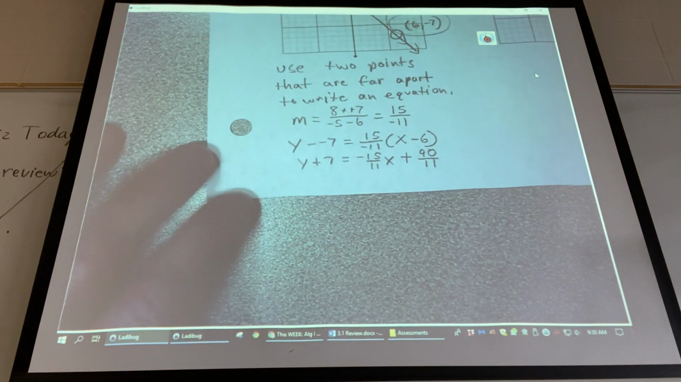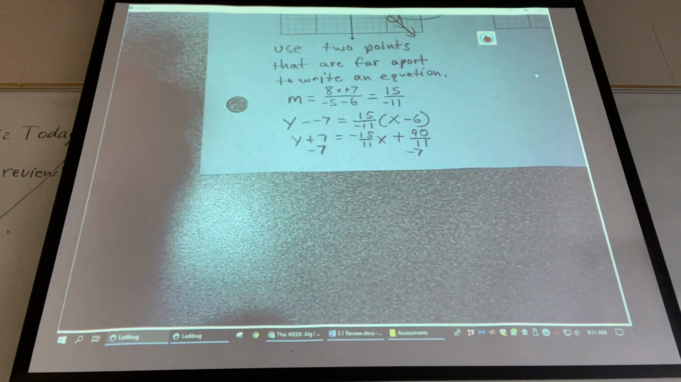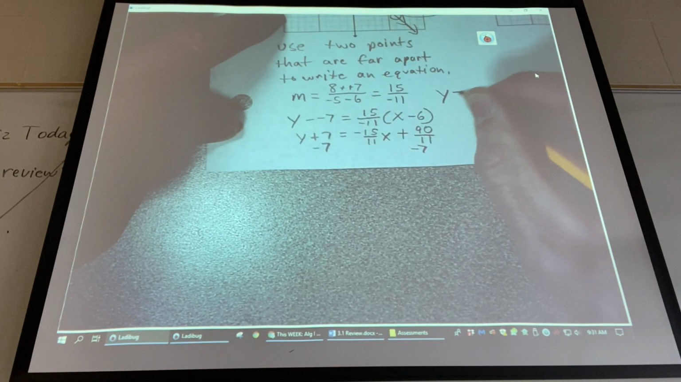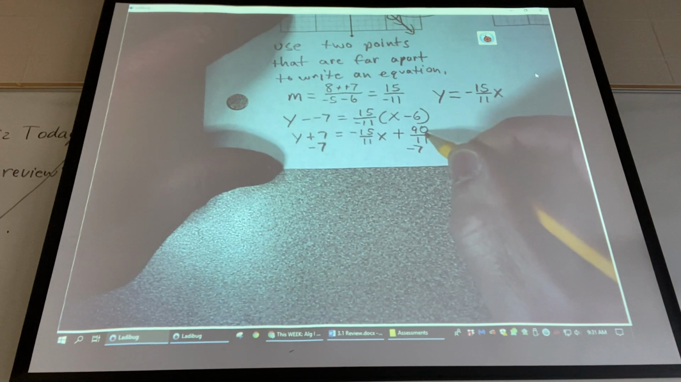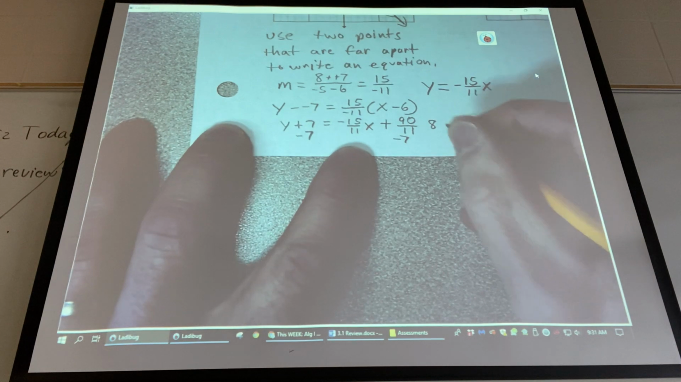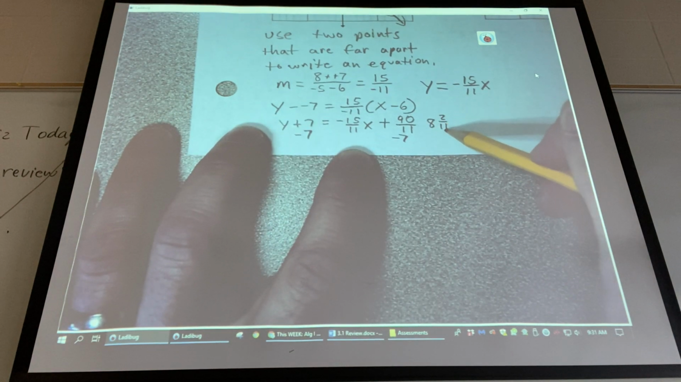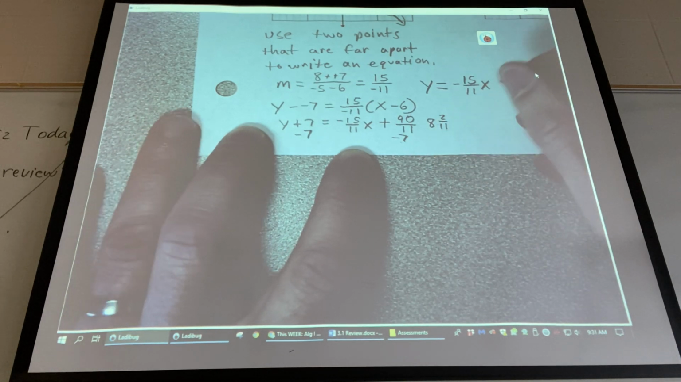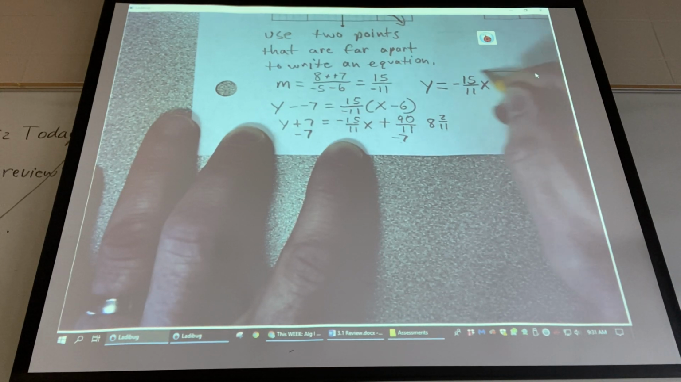And then what's left for me to do? Get them right by each other. Yep, subtract that 7 over. And then my equation is going to be negative 15 over 11x. And let's see, I guess I'm going to make this a mixed number. I'm going to make it 8, because 11 goes into 90 8 times with 2 left over. So I've got 8 and 2 elevenths. Minus 7 means my y-intercept is positive 1 and 2 elevenths. And that's my equation.